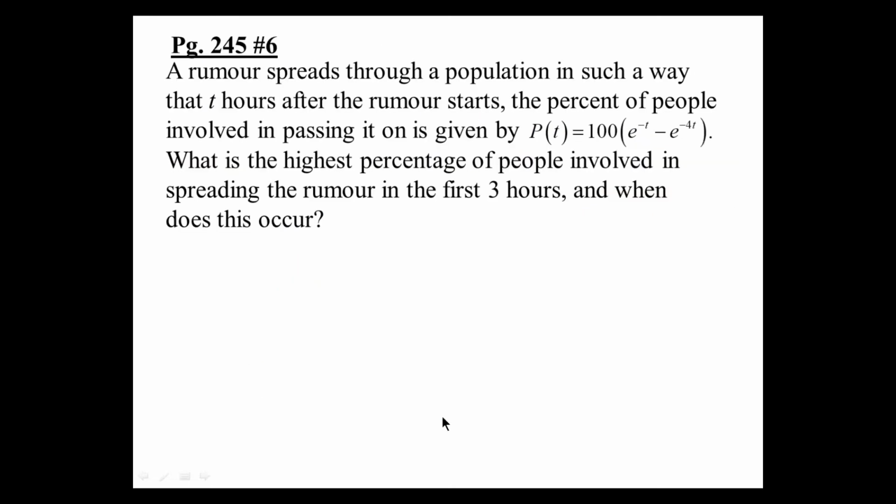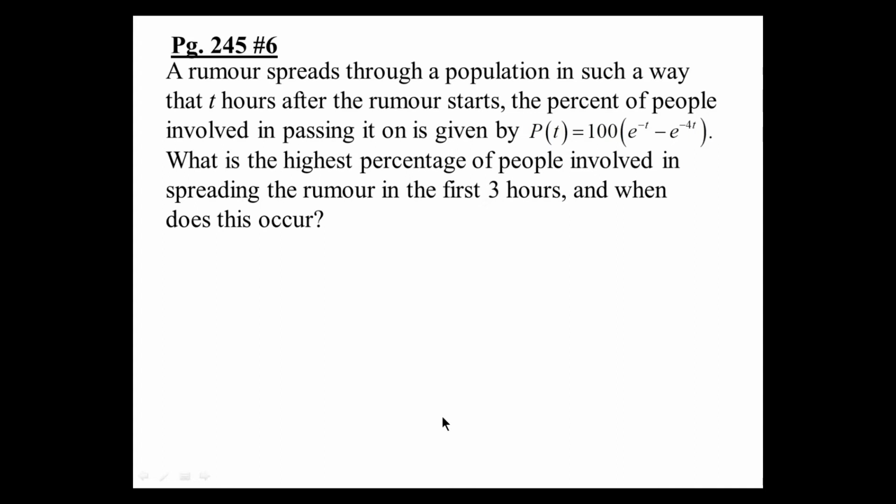Moving on. Question 6. A rumor spreads through a population in such a way that t hours after the rumor starts, the percent of people involved in passing it on is given by a function. P of t is equal to 100 times the bracket e to the -t subtract e to the -4t. What is the highest percentage of people involved in spreading the rumor in the first 3 hours? And when does this occur?